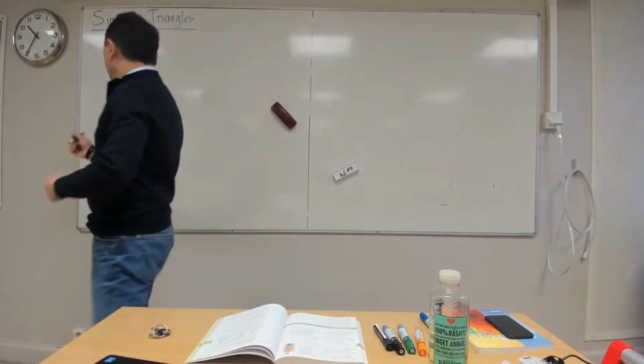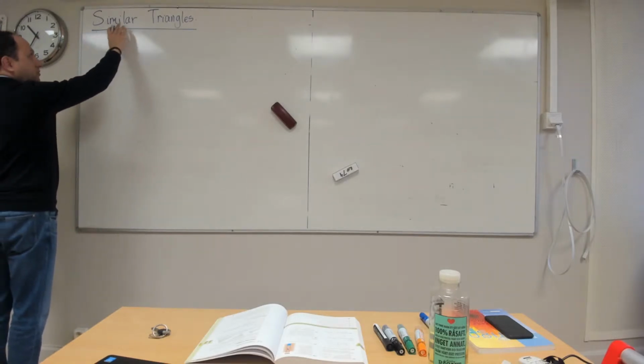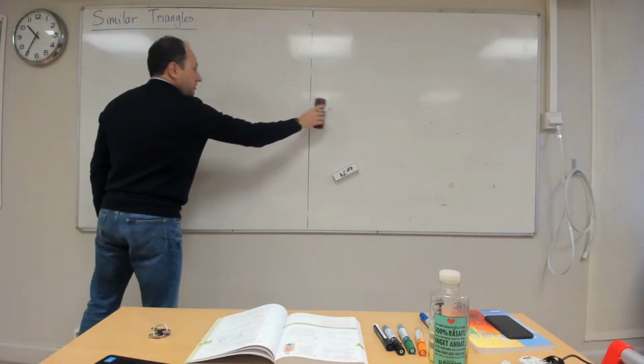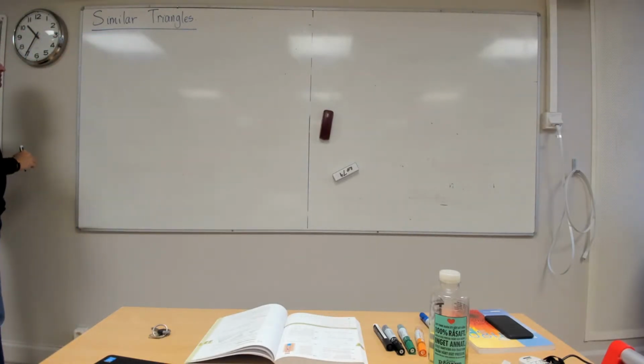So in your book, we only want to talk about similarity of triangles. Let us just concentrate here because we are a little bit behind the schedule. We need to accelerate a little bit.